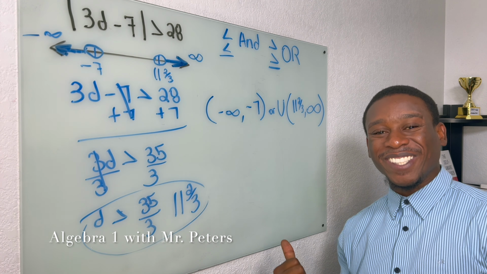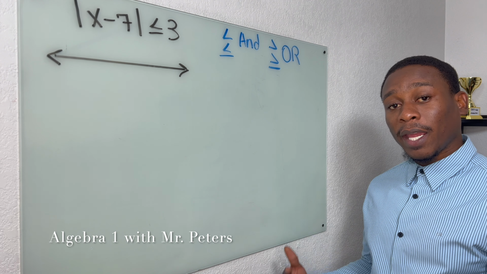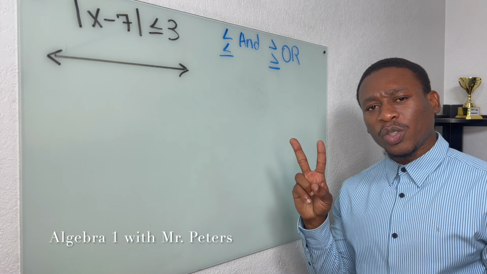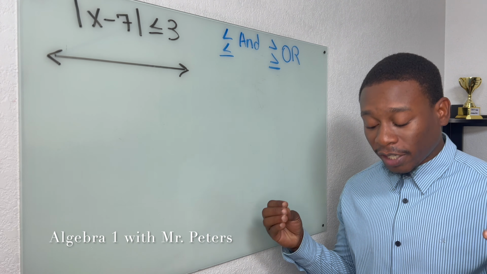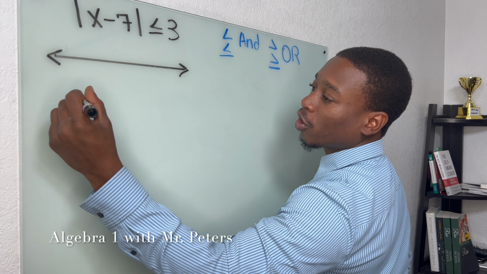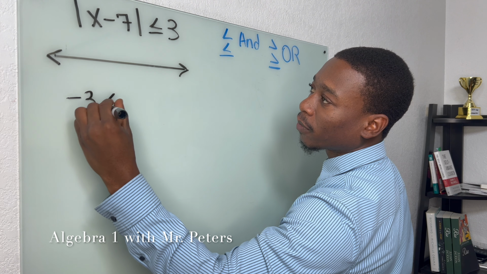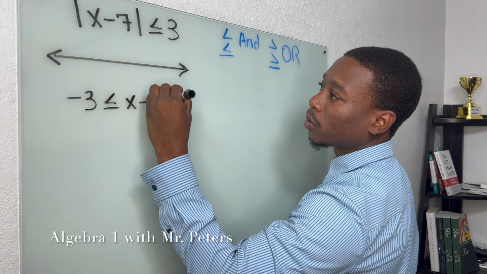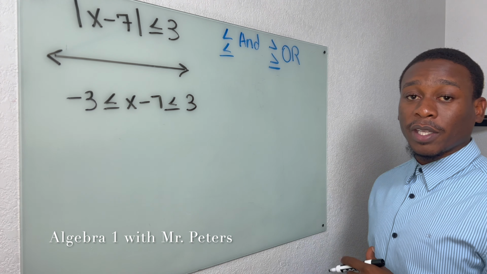Let's go on to problem number 2. We have a less than or equal to problem, so that means we're going to have an and inequality. I'm going to show you two different ways in which you can set this problem up. Hopefully it's helpful for you guys. We can set it up like an and inequality, right? Negative 3. So this is the first way that we can set the problem up.